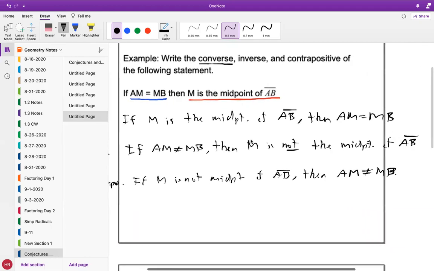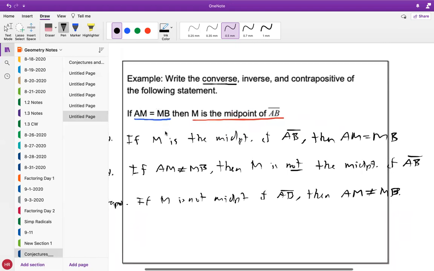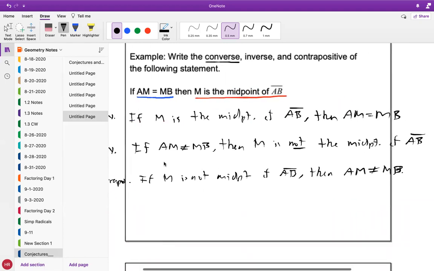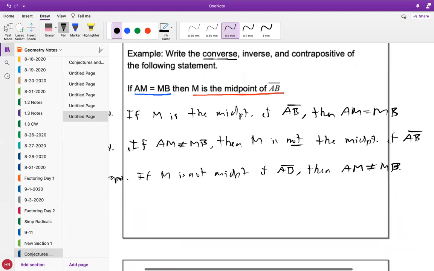This is like a really easy test question for me to make, or quiz question. I just give you a statement and I say, write all three of these things. And you have to write these down. I encourage you to make sure that after you've written them down, you read them to make sure that they sound like actual sentences. This is a sentence. If M is the midpoint of AB, then AM equals MB. And this is also a sentence. If AM is not equal, then M is not the midpoint.